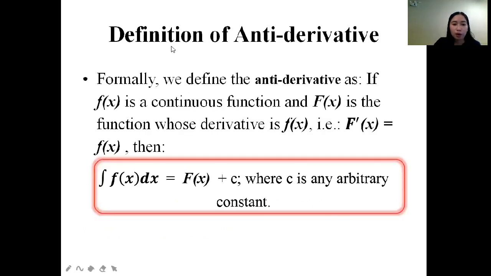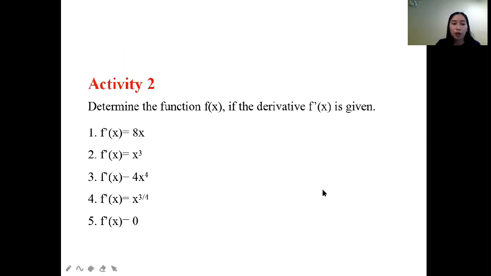Okay? So, the definition of antiderivative. This is its formula. If you look in the books, this is the main formula. So the integral of f of x dx is equal to F of x plus c, where c is an arbitrary integral constant.